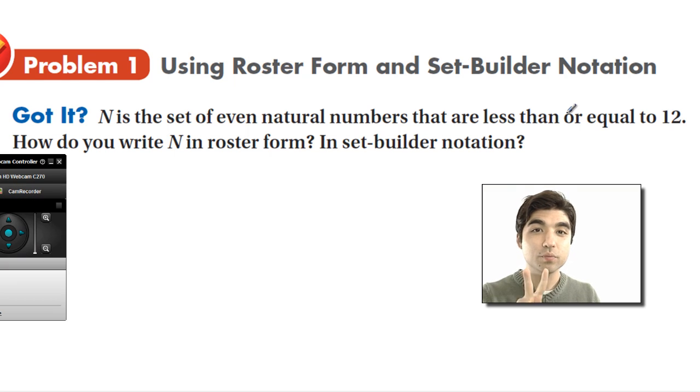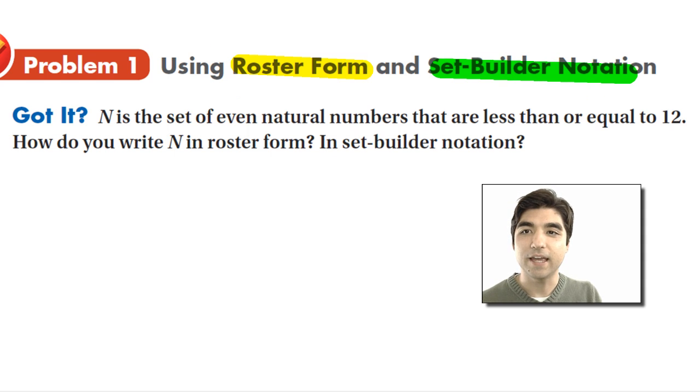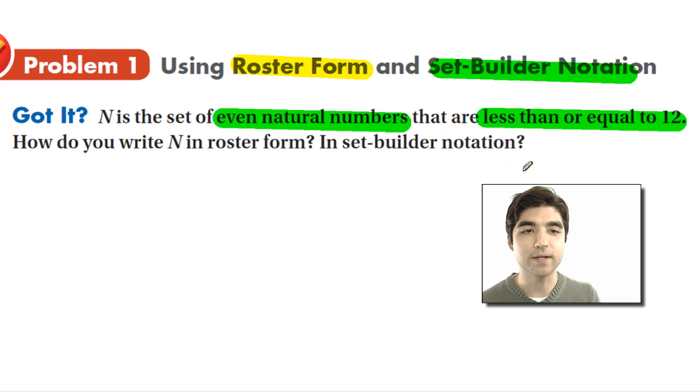So there are two ways to write a set. There's something called roster form and then another thing called set builder notation. And we're going to show you what those two are in this example. So the situation is n is a set of even natural numbers that are less than or equal to 12. How do you write n in roster form and also in set builder notation?